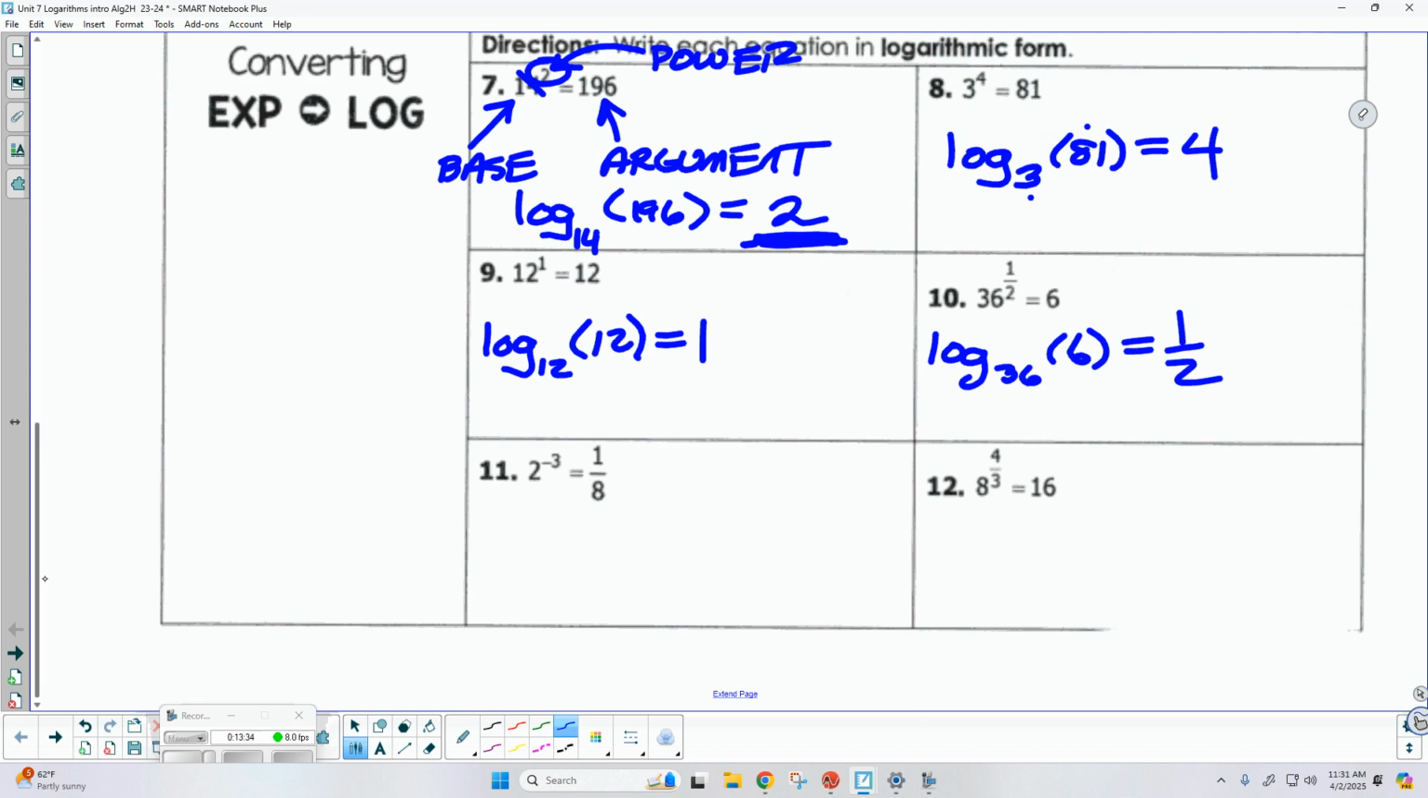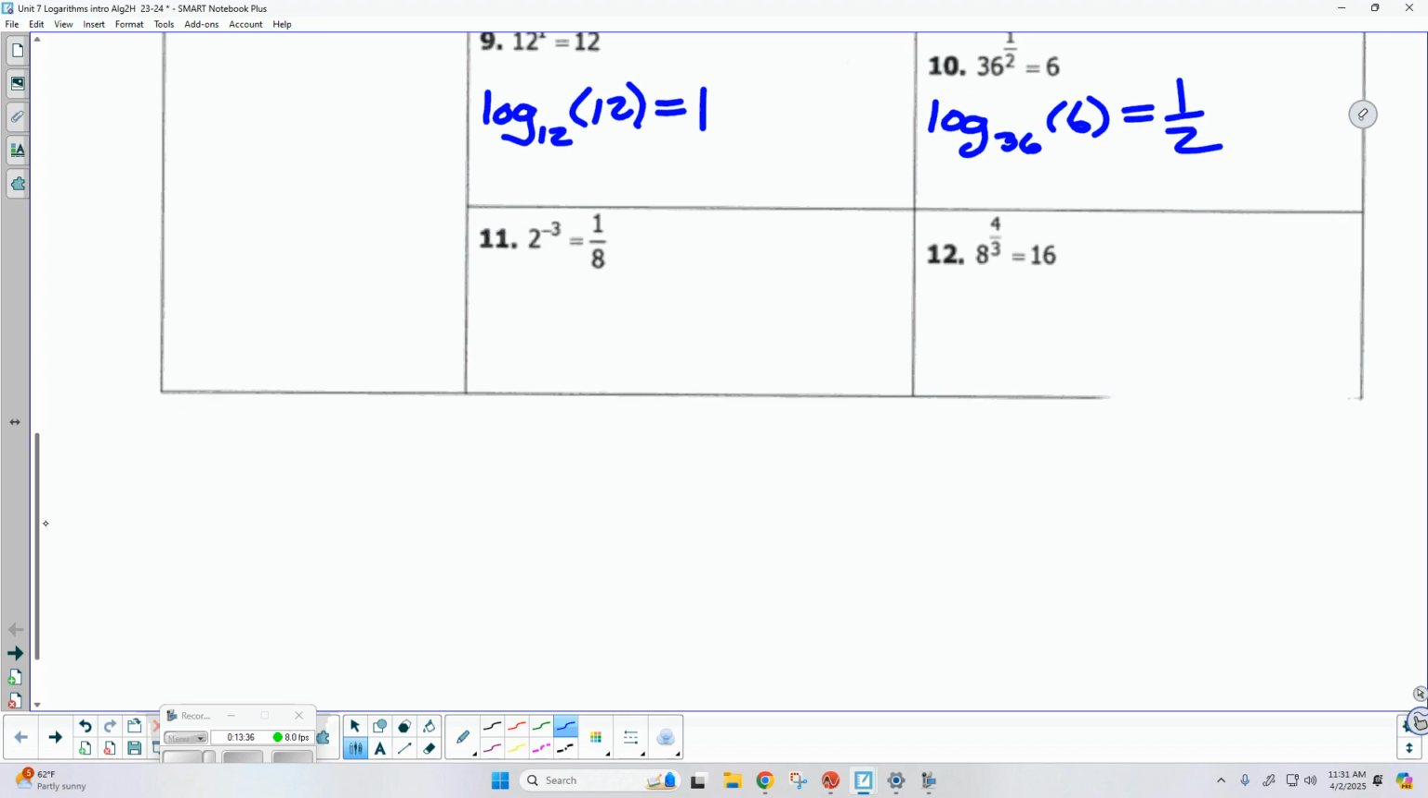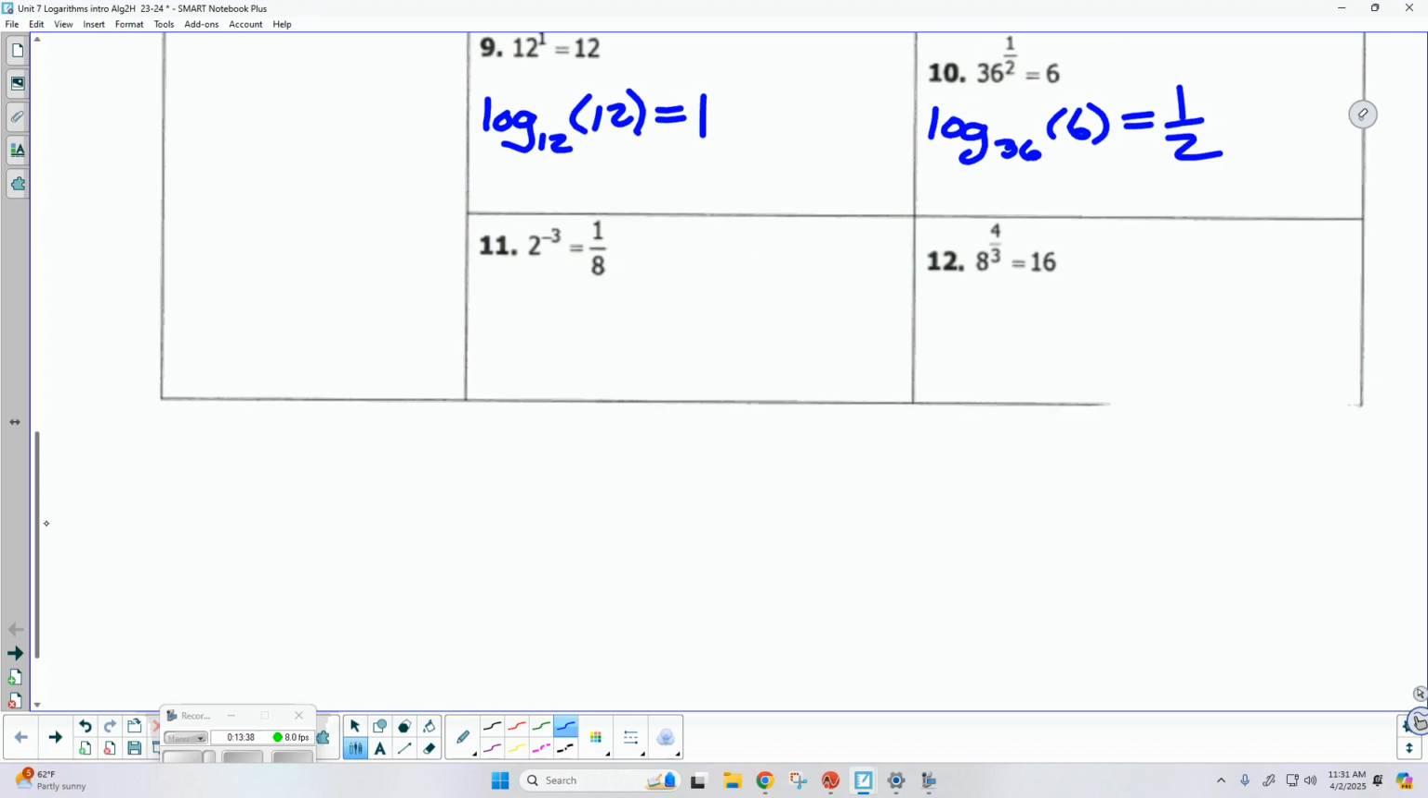2 to the negative 3 equals 1/8. Okay. Ridley, will you help me out with this one? Log base 2. There you go. Even if that power is negative, it makes no difference. Okay, the log is a power. That's what it has to equal.